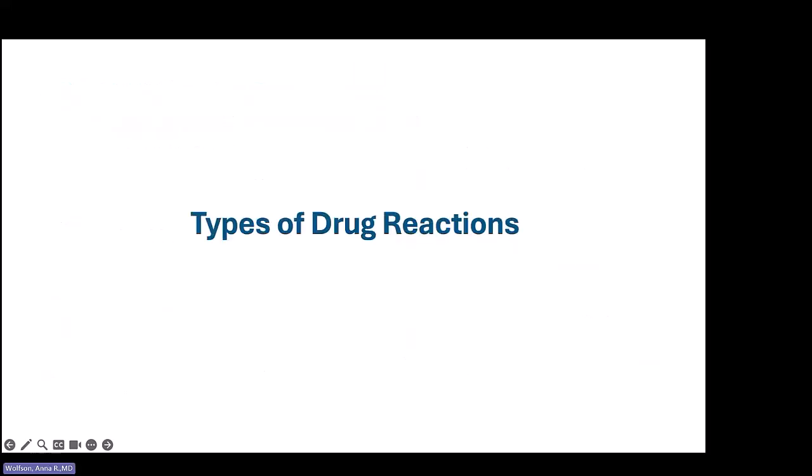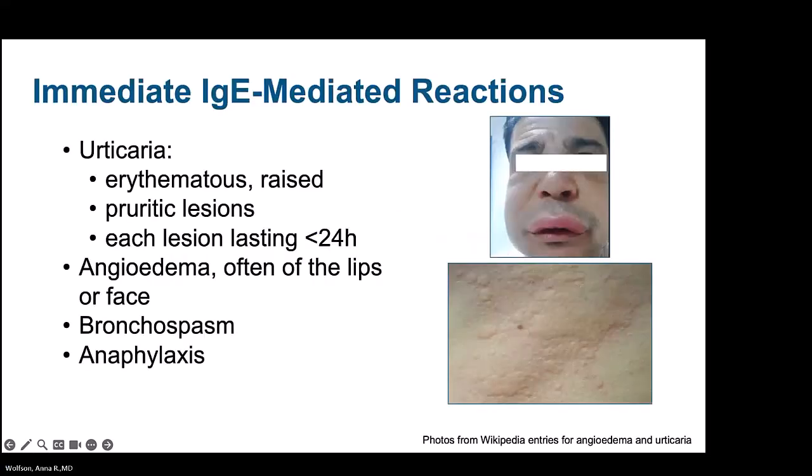So now that we have some ways of thinking through the different possibilities, let's talk about specific examples of types of drug reactions. So again, our immediate IgE-mediated reactions are going to manifest with urticaria, which, as we all know, is erythematous raised pruritic lesions. I always say to my patients, do they look like mosquito bites? But they really should be lasting for less than 24 hours. You could have angioedema, often of the lips or the eyes, and bronchospasm as well.